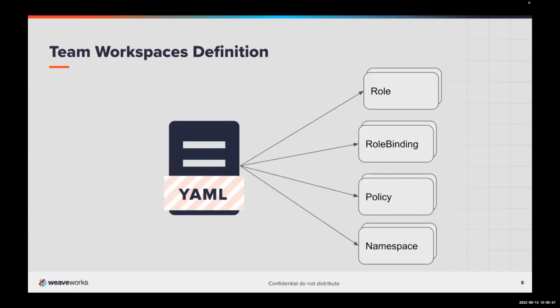How it works: there's a YAML file that defines the workspace, and that is processed by Weave GitOps, and it then creates all the other entities that make that happen. So like the role binding, the policies that enforce that, and any namespaces associated with those workspaces. So it all happens automatically for you. You only have to worry about managing and maintaining one relatively small and simple YAML file, and all that complexity is abstracted away from you.